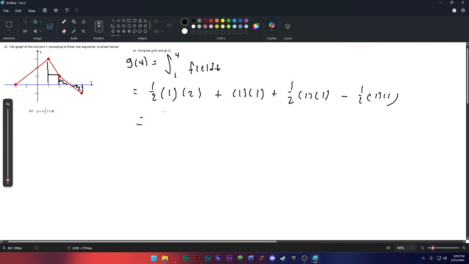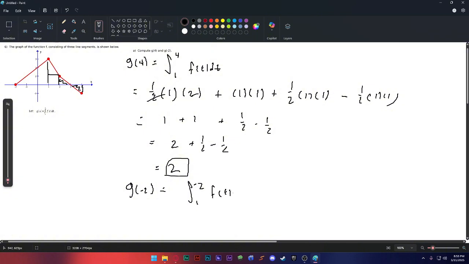So the 2's cancel out, so it's just 1 plus 1 plus 1/2 minus 1/2. So it's 2 plus 1/2 minus 1/2. Those halves are going to cancel out, so we have 2 as our answer for G of 4. Now for G of negative 2, you notice that we actually have a bigger number on the bottom of our limit, so therefore our answer is going to be negative.